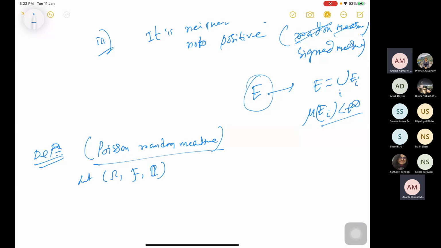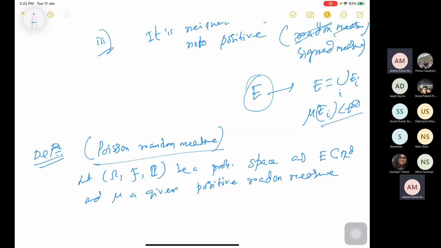Let (Ω, F, P) be a probability space, and say E is a subset of R^d, and μ a given positive Radon measure. Radon measure means it is a measure that is finite on each compact set. Like the Lebesgue measure, it is an example of a Radon measure on my E and say 𝓔.